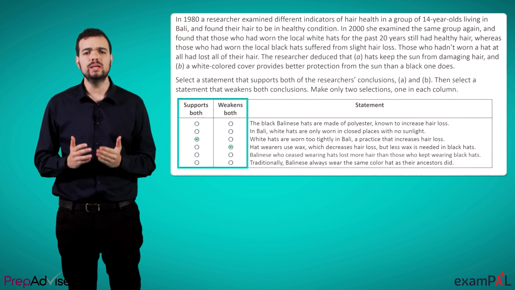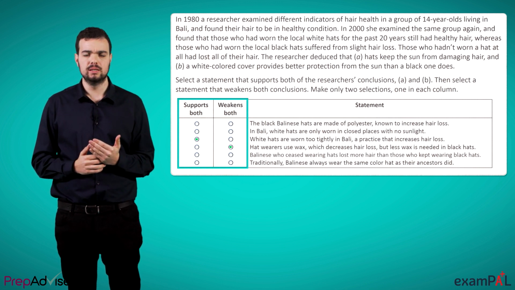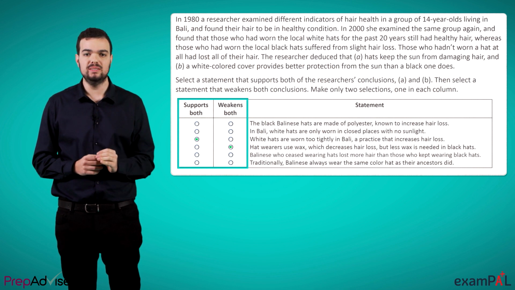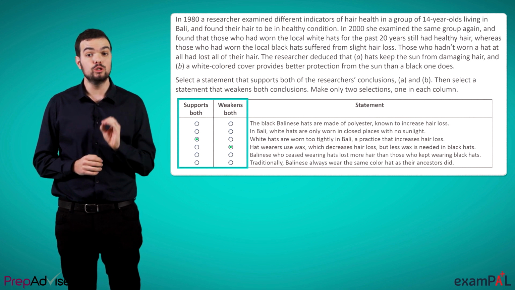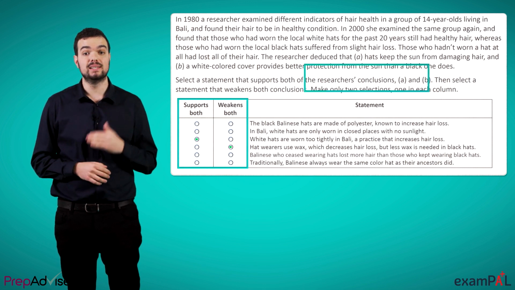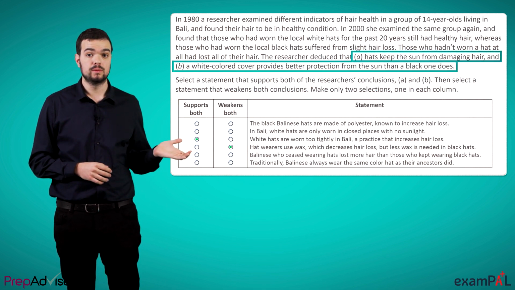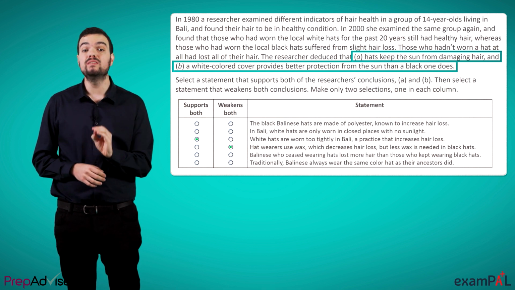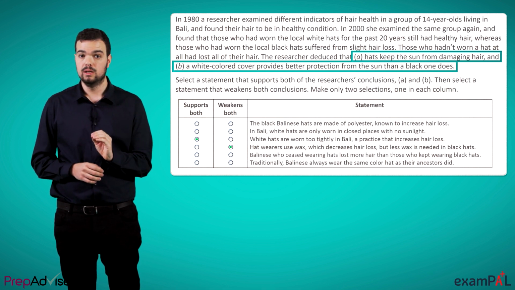So, how do we go about solving a question like this? First, we have to read through the text, paying special attention to identifying the conclusion we're asked about. In this case, they are clearly marked as A and B. But they won't always be. Sometimes we'll have to find our own conclusions.